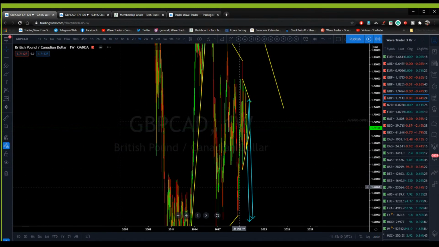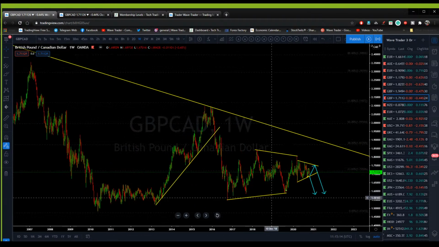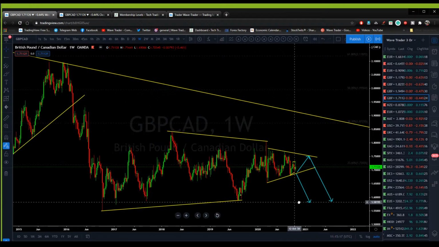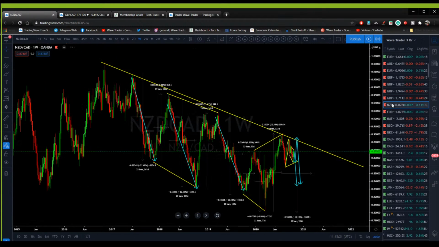Let me make it clear, guys. This triangle is set to break lower. Hopefully you see now. Staying sideways, that triangle is set to break lower.